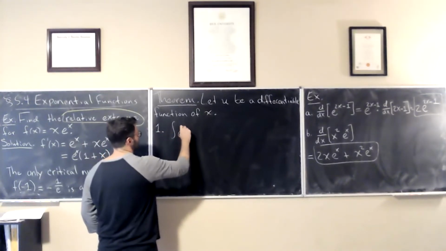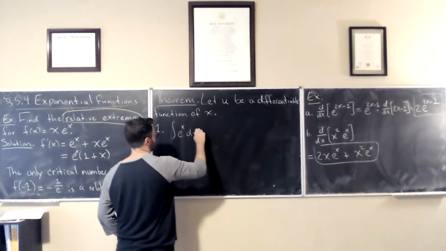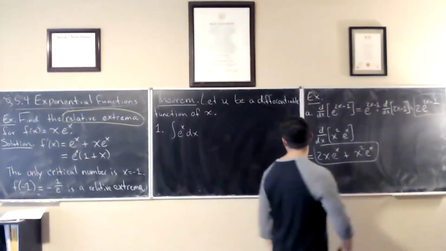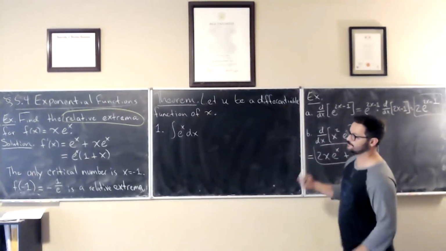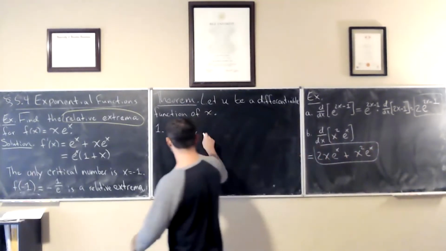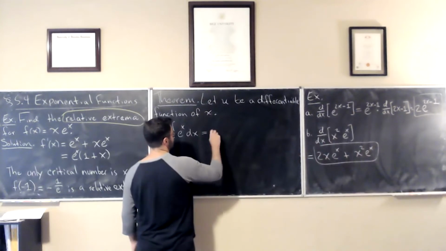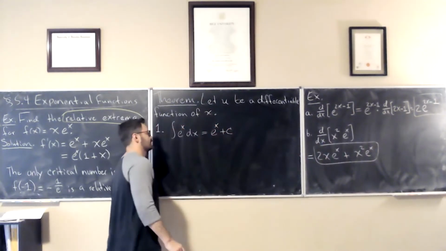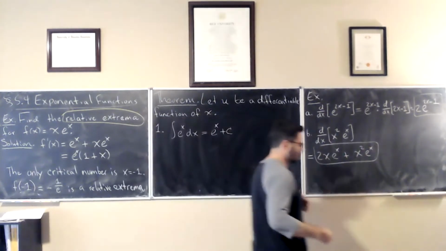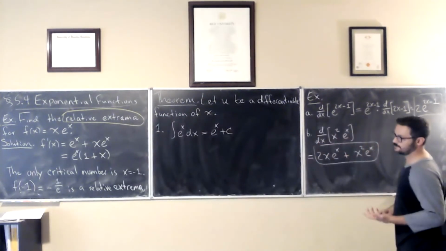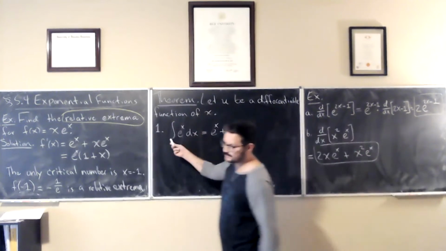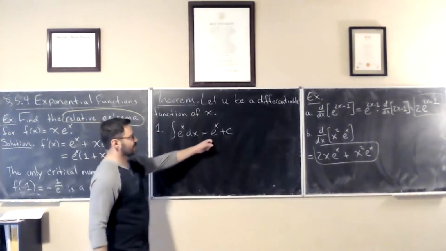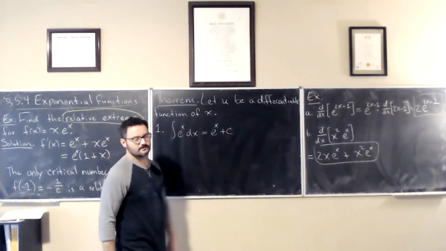So the indefinite integral of e to the x: if you understand how integrals and derivatives are inverses of each other, you would see that this is e to the x plus c. Because the derivative of e to the x is e to the x, and this is the antiderivative. So if we want to know the antiderivative of e to the x, well, that's where we came from. Again, plus some constant c.